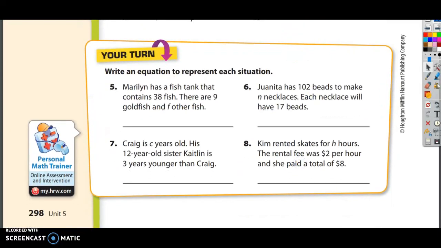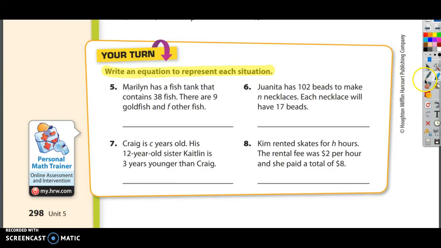Okay, your turn. Again, we're not solving any math problems here. We're writing math problems. Write an equation to represent each situation. We're basically going to take these word problems and turn them into math problems, and we're not going to solve them. Question 5 reads, Marilyn has a fish tank that contains 38 fish. There are 9 goldfish and F other fish.